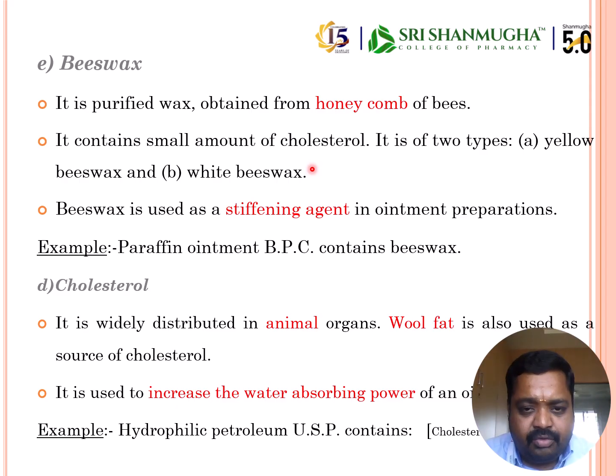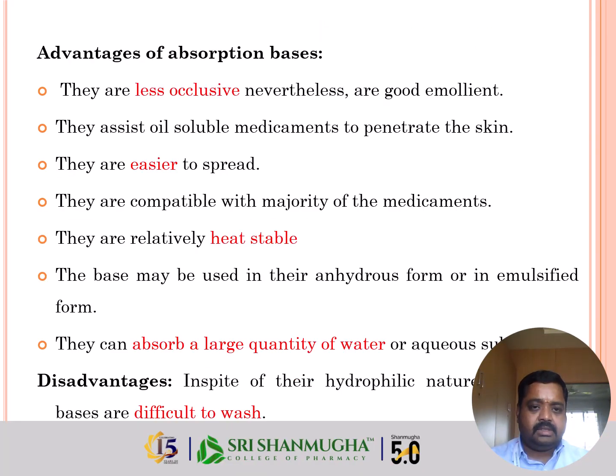Next, beeswax. It is purified wax from the honeybee comb. It is used in a lot of ointment preparations as a base, and a reference I have given here is paraffin ointment BPC. The next one is cholesterol. It is widely distributed in animal organs, and wool fat is also used as a source of cholesterol. It increases the water absorbing power.